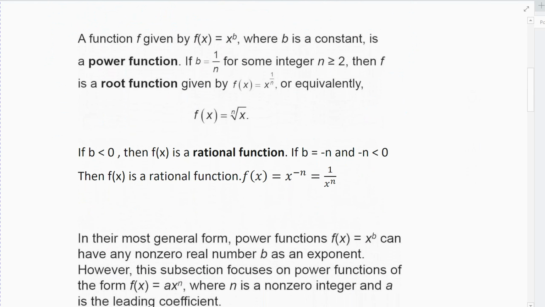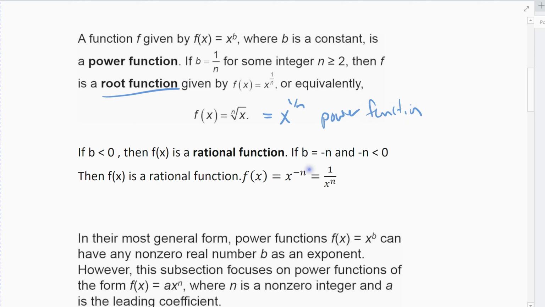If we have our power function, some f of x, it's always a single term. There's one x value that makes a power function. So I've got x raised to some power, where b is my constant, my power. b actually could be anything, but if it is a fraction, 1 over n, it's also a root function. So x to the 1 over n is the root function, but that is also a power function. It's a special power function.